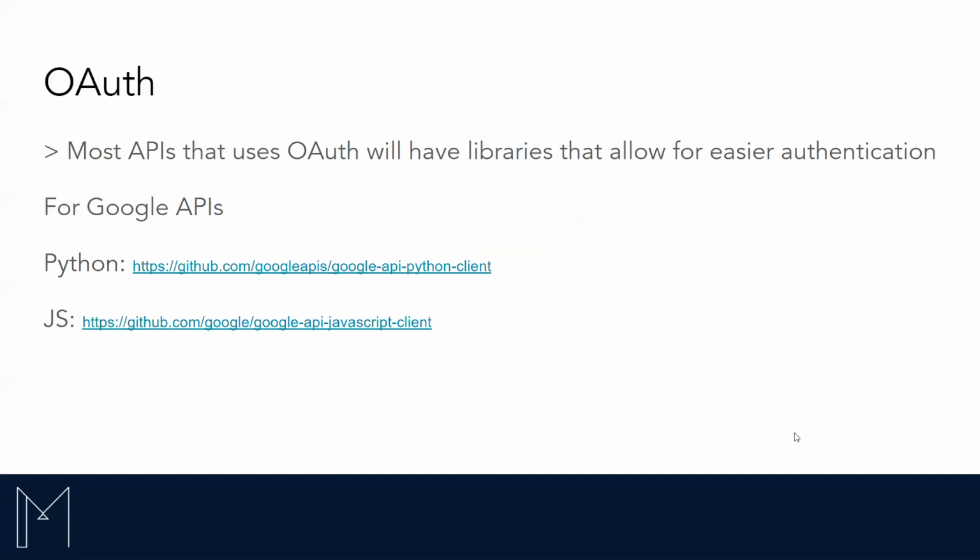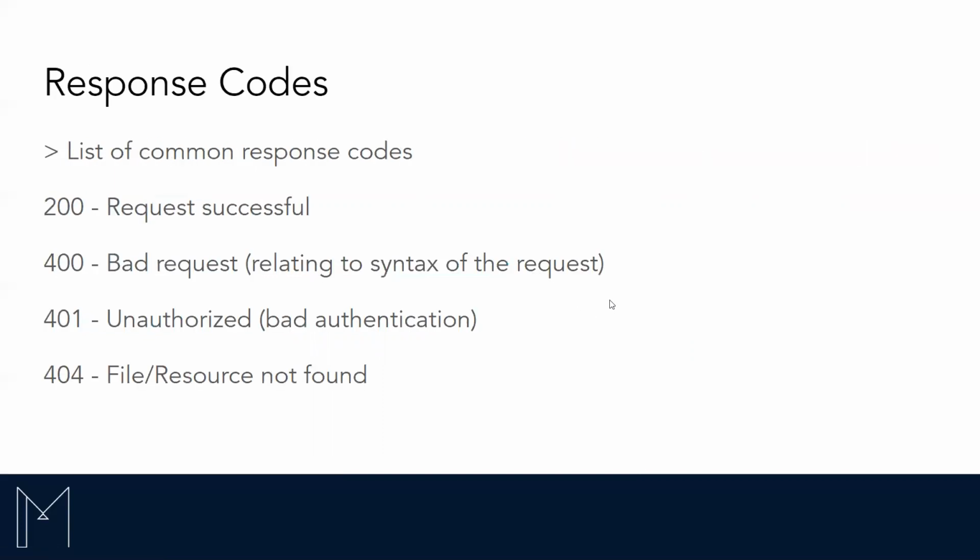But the issue is that OAuth, as you can see on the previous slide, is pretty complex. So for a lot of the big APIs that use OAuth, you will probably see Python libraries or other tools that make their usage a lot easier. In this case, for Google APIs, Google has made a Python client, which makes using their service a lot easier.